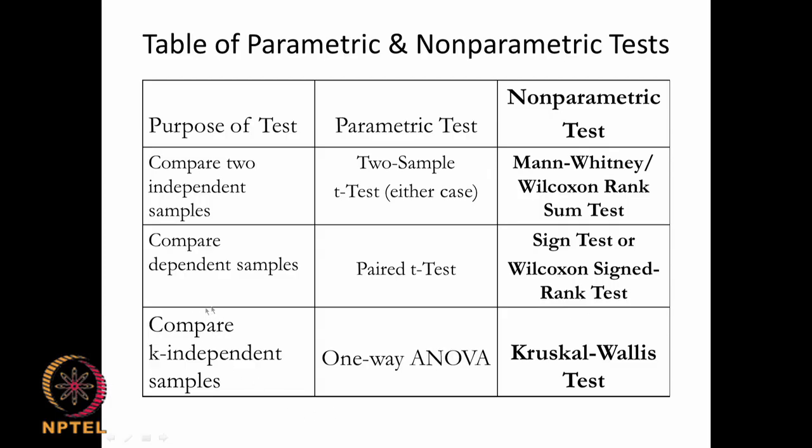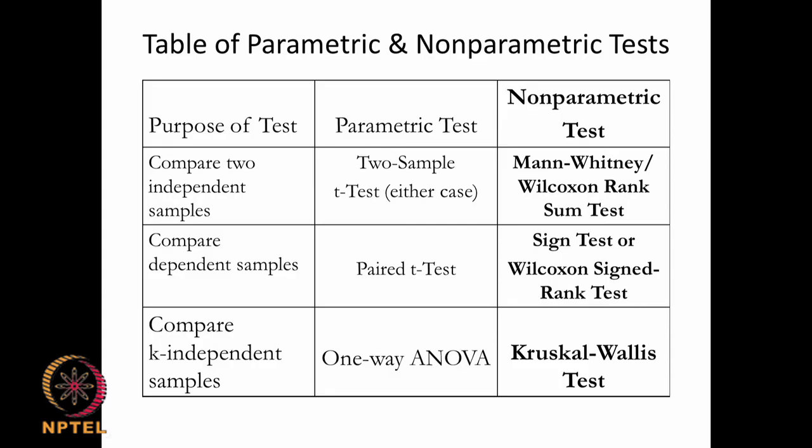If you are comparing k independent samples, that means you are comparing many drugs and I want to see whether there is a statistical difference between drugs, we used to do one way ANOVA, you remember all this very well. The corresponding non-parametric test is the Kruskal-Wallis test. So these are the tests you need to know, especially for non-parametric data.